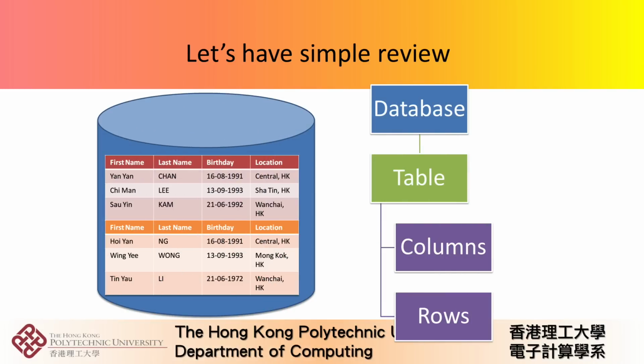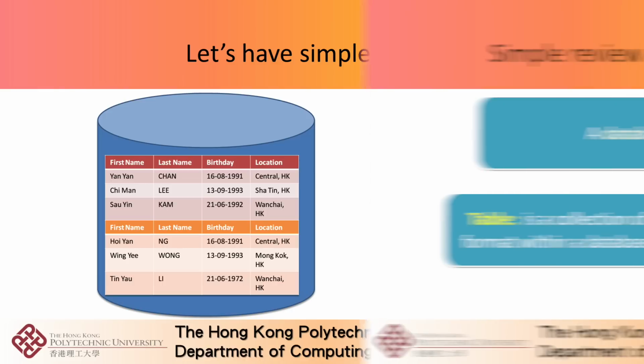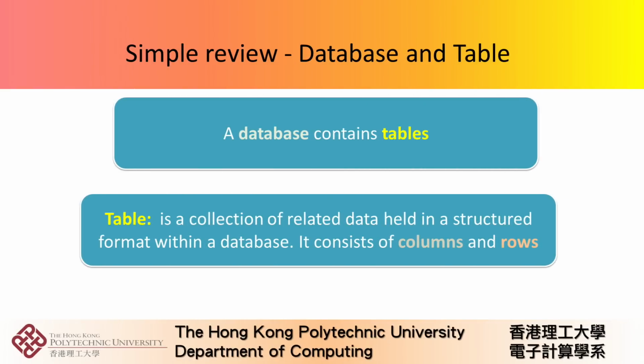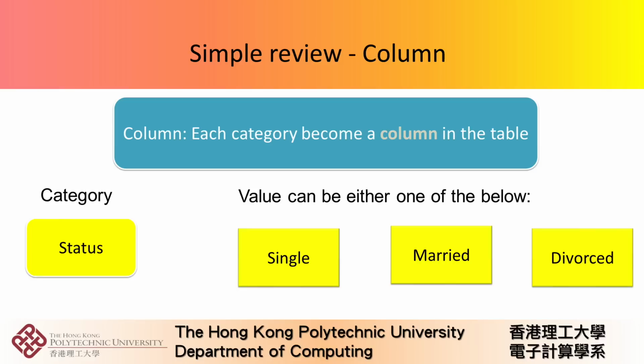In a database, there are several tables, and in the table you will see different columns and rows. A database contains tables. A table is a collection of related data held in a structured format within a database. It consists of columns and rows. Each category becomes a column in the table. For example, status is one of the categories of Haley's database. Therefore, status is one of the columns, and under this column, the values will be either single, married, or divorced.